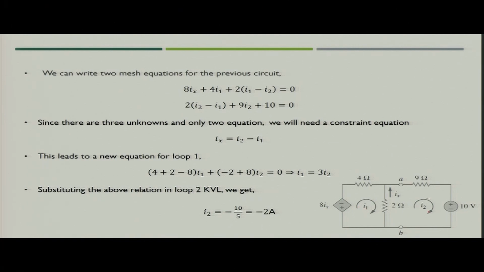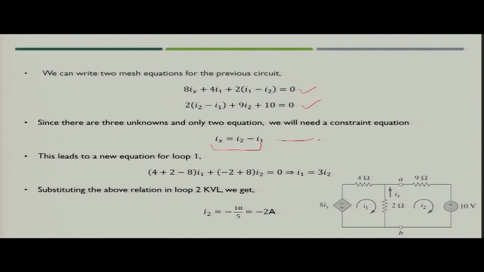Here we have two meshes. So, what do we have to do? We have to write the mesh equations for both of them. So, these would be the two mesh equations for these two meshes, plus we will have another constraint for I x, that is nothing but I 2 minus I 1.